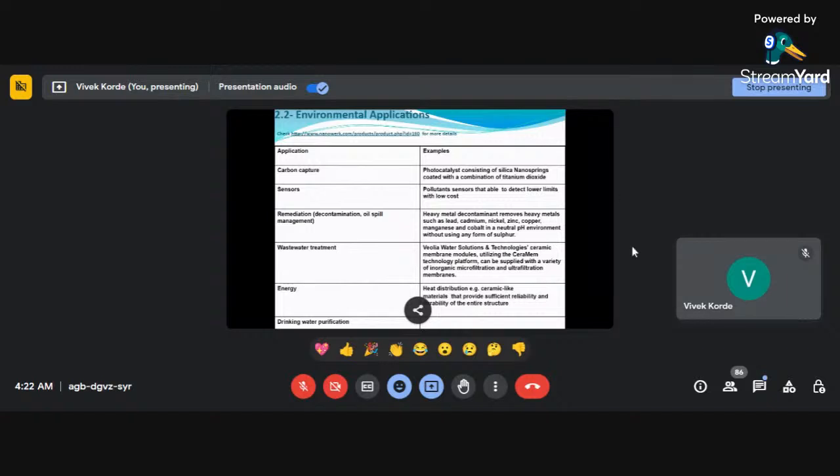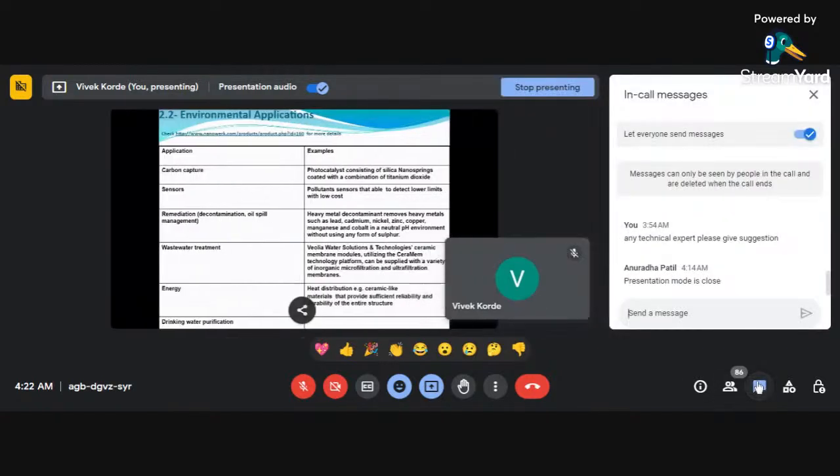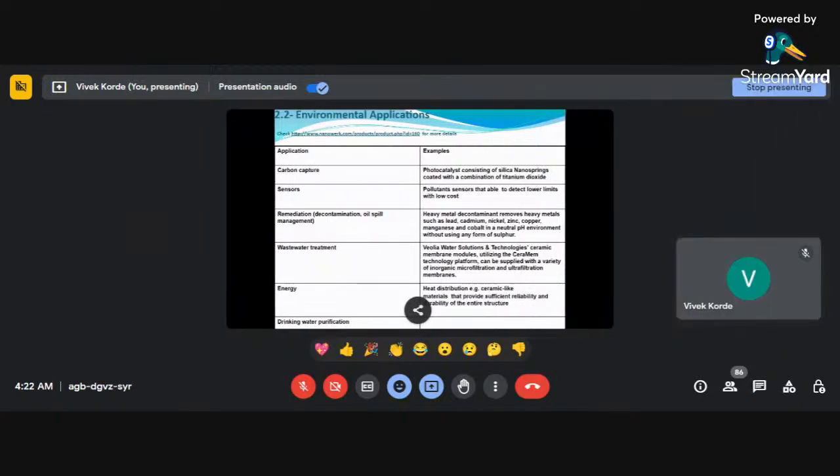Then sensors: pollutant sensors that are able to detect lower limits at low cost, where I have worked with nanomaterials also. Directly, my MPhil topic was on sensors application. Remediations, that is decontamination, oil spill management. For these techniques also, for this application, nanomaterials can be used.